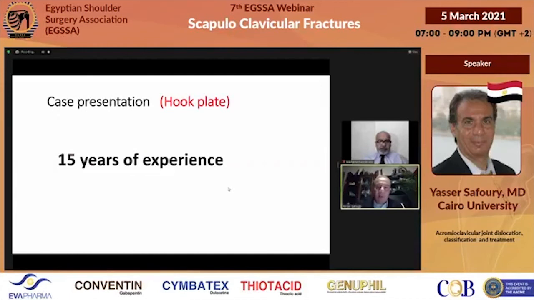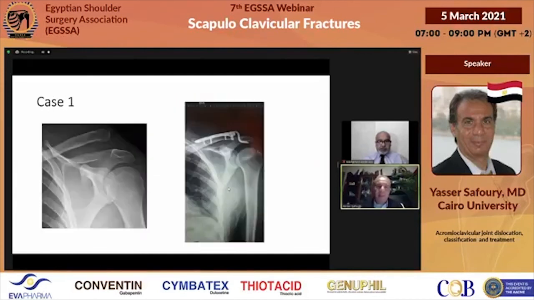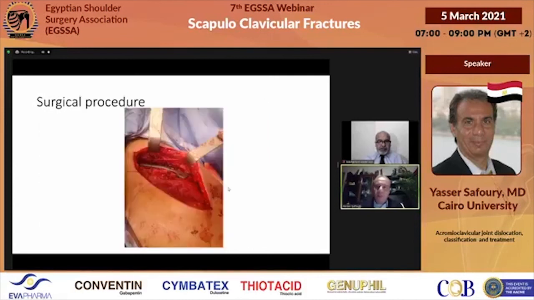I will present some of the cases with the hook plate, and this is my experience in about 15 years. So this is a patient with dislocated AC joint type 3, was treated with the hook plate. And this is the approach, very conservatively. You do not dissect, you just try to reduce the AC joint in both planes and repair, as you see, the 3 sutures here of the CC ligament, which has a broad footprint, and then you close all the soft tissue sleeve over the plate.